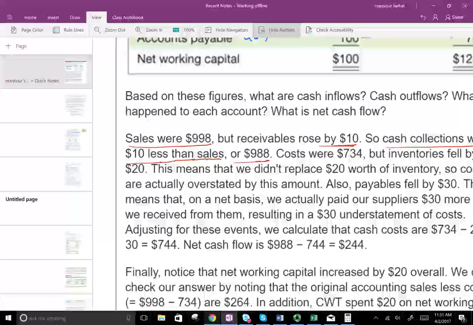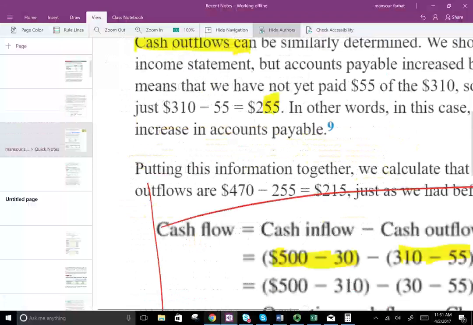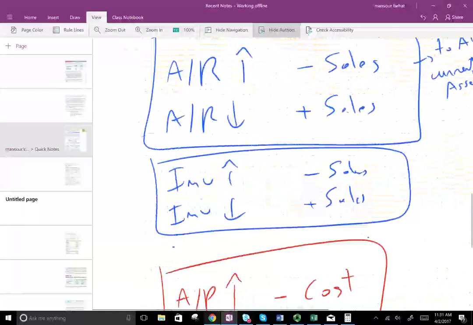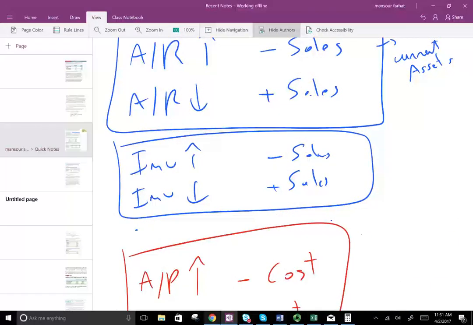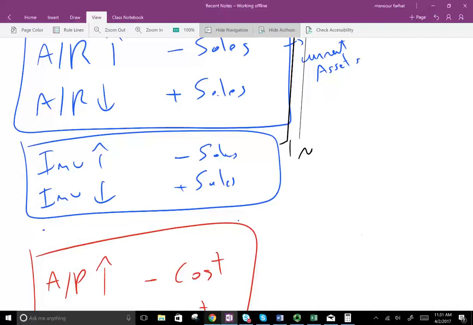In the prior, when I explained inventory, I said inventory works with sales, and this is true. So what I said here is true, but in this textbook they analyze inventory not with sales, they analyze it with cost. So I need to make an adjustment.